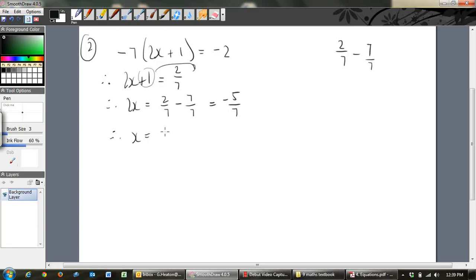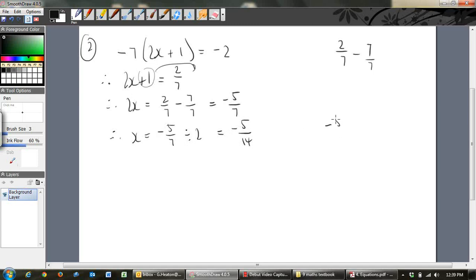So we need to divide by 2. So we want -5/7 divided by 2 equals. Now, when you divide by 2, the denominator just gets bigger, so that's equal to -5/14. That's because you're doubling the lower number, which makes it a smaller number.